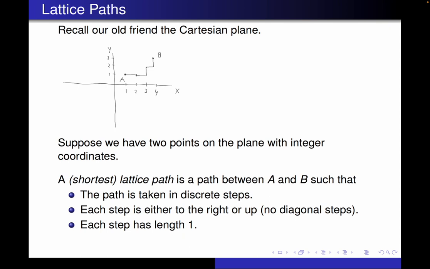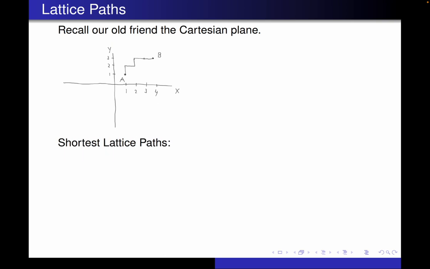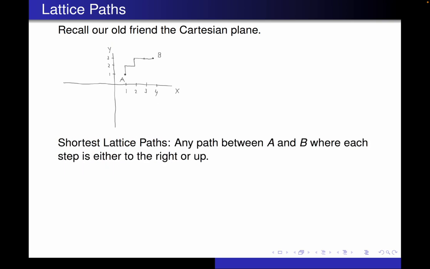And you can see that we're going to take 1, 2, 3, 4, 5 different steps. And actually, no matter how we get there, we're going to take 5 steps, because at some point we're going to take 3 steps to the right, and at some point we're going to take 2 steps up. We just have to figure out what order we're going to do those things. And of course, that's not the only shortest lattice path from A to B. Here's another one, for instance, and there are a whole bunch, and you're going to be able to count them. So when we talk about shortest lattice paths, it's any path between A and B where each step is either to the right or up.